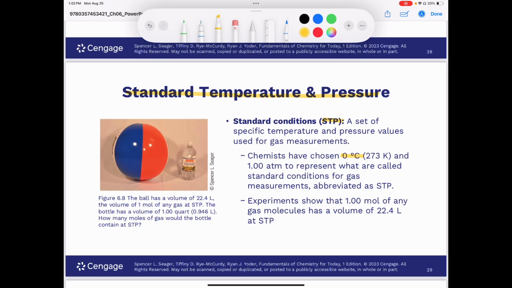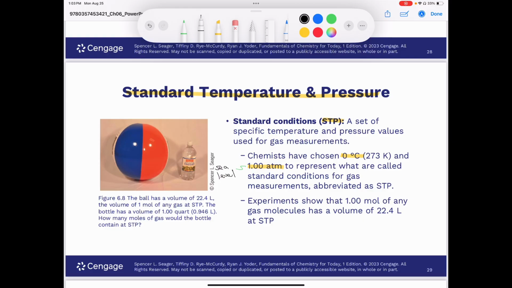So standard temperature is 273 Kelvin or 0 degrees Celsius. But standard pressure is the pressure at sea level. Okay. So remember, 1 atmosphere is the atmospheric pressure at sea level. So if you're in Colorado like me, I don't live at standard pressure, do I? Right? I live at a pressure below this.